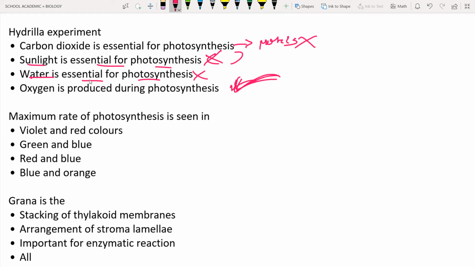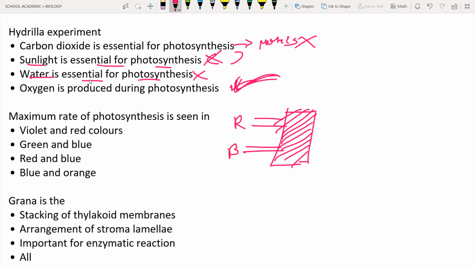Next is: the maximum rate of photosynthesis is seen in. What is this experiment saying? A scientist took one strand in which there is algae, a photosynthetic organism, and introduced photosynthetic bacteria. Wherever there are red and blue regions, there is accumulation. We can confirm the red and blue regions, remember RB, the RB colors or regions.